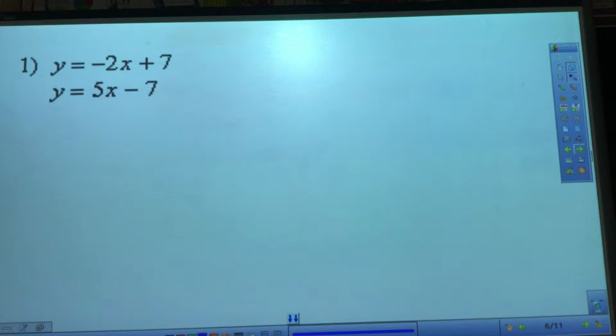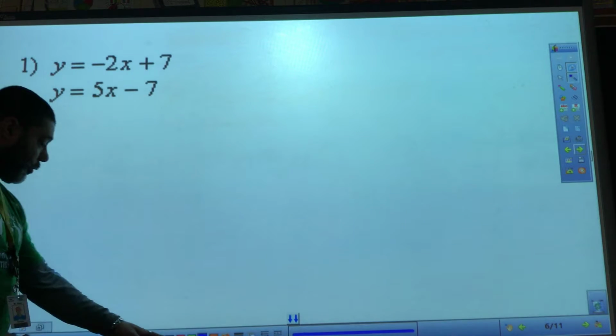If we notice, first thing, I was asking myself, do I have a solved equation? So please make sure you write this down. Do I have a solved equation? And I look at this and I see y equals and y equals. So technically, I have both equations solved right now.